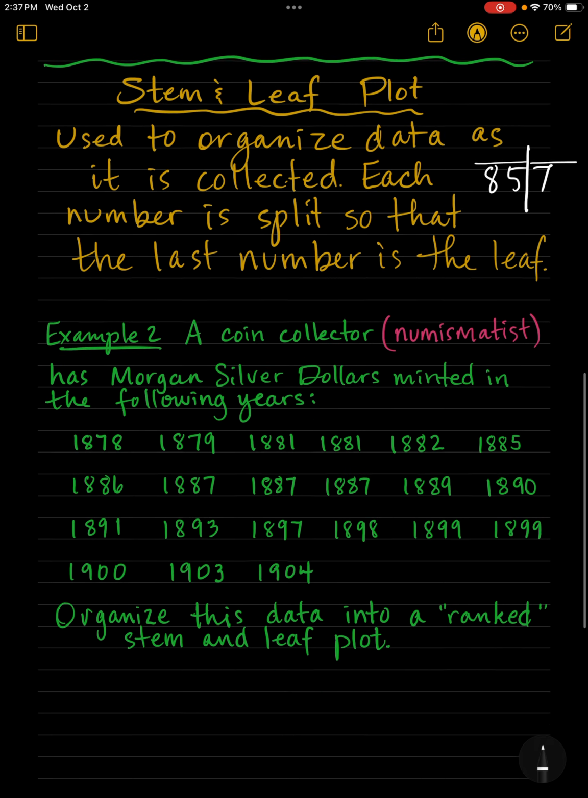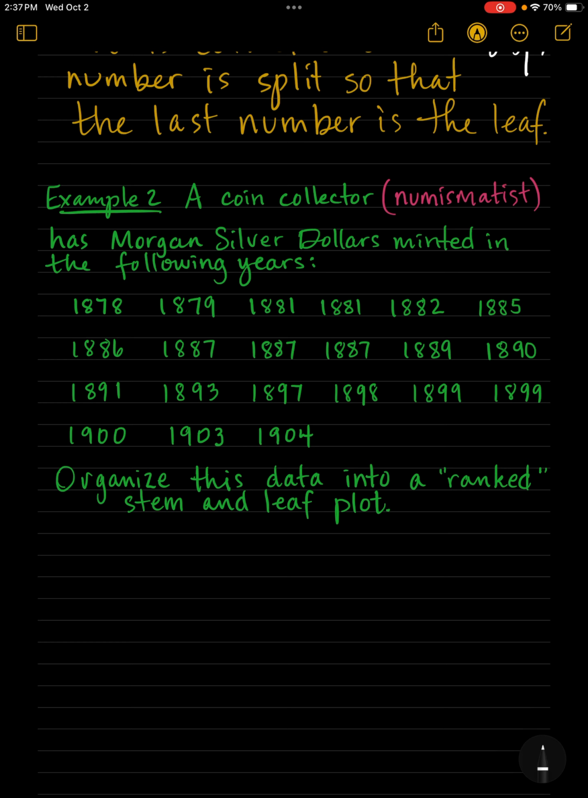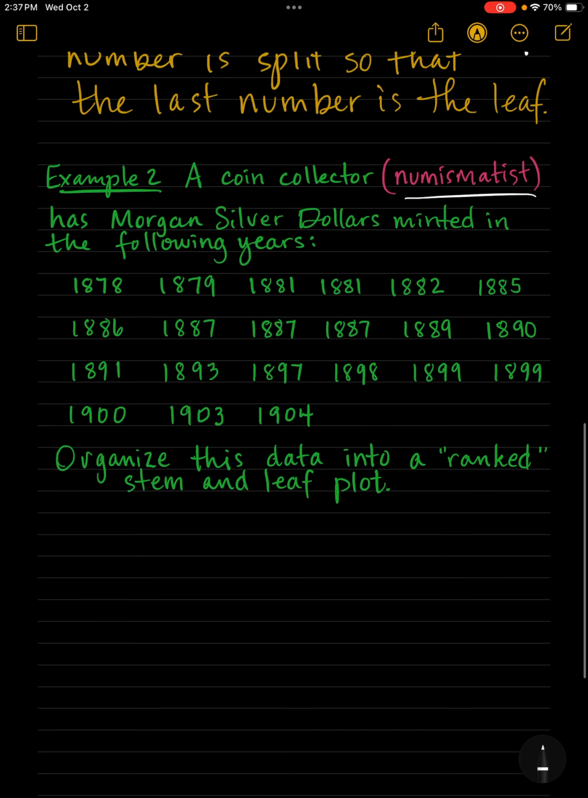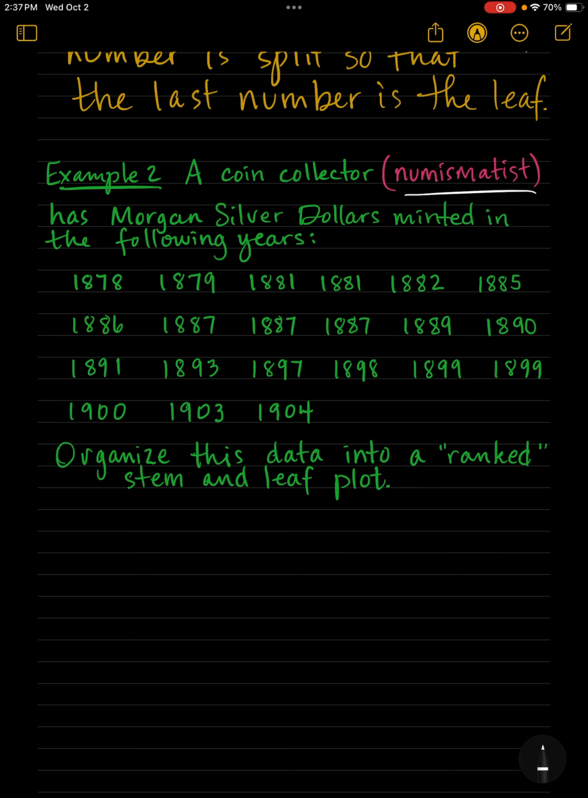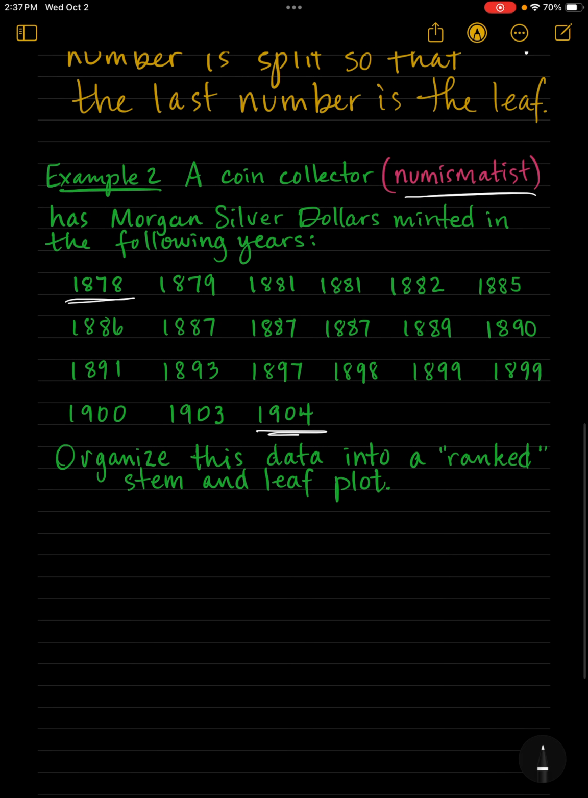Example 2, a coin collector, and just kind of FYI, a coin collector is called a numismatist. This particular coin collector has Morgan silver dollars, and they were minted in the following years. Also, just another point of information, the first year they were minted was 1878, and 1904 was the last. And these were very pure, about 85% sterling silver, which is very high for a coin.